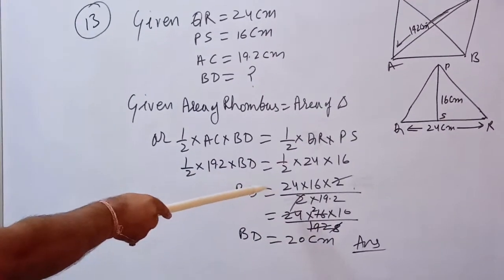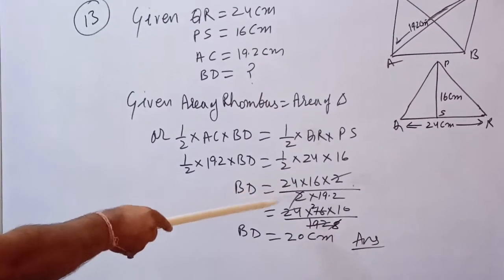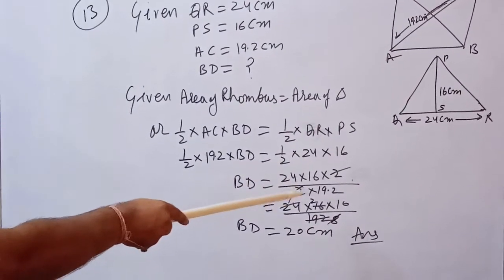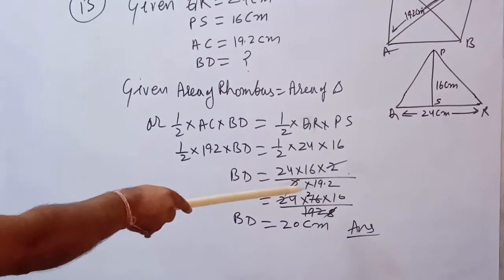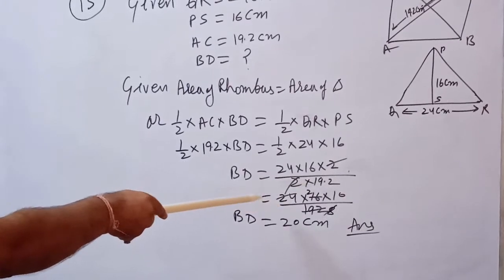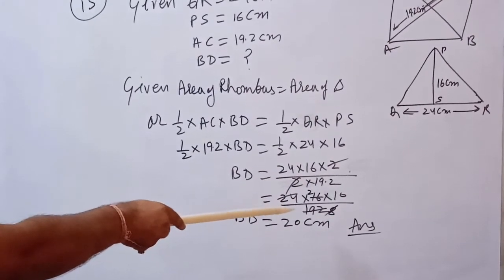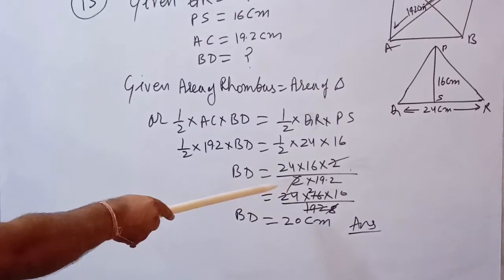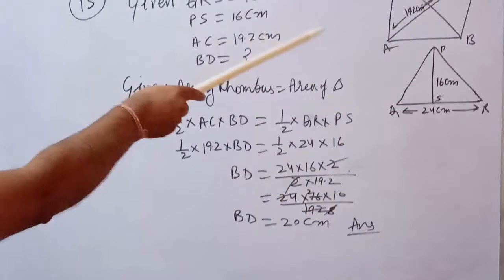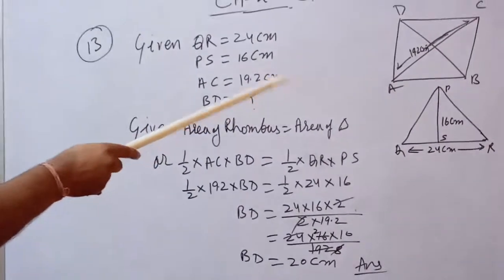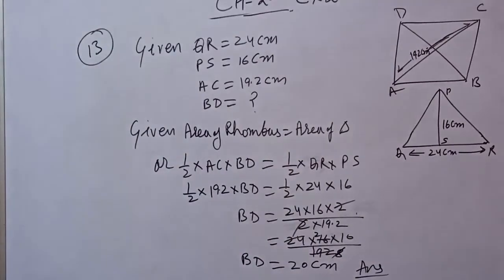So BD equals 24 into 16 into 2 upon 2 into 19 by 2. 2 and 2 cancel, giving 24 into 16 into 10. We are removing the decimal and putting the 10 in the numerator. So 24 into 16 into 10 upon 192. Now 24 eights are 192, and 8 twos are 16. So 2 tens are 20. So BD is 20 centimeters. So the other diagonal of the rhombus is 20 centimeters. So in that manner you will do sum number 13.